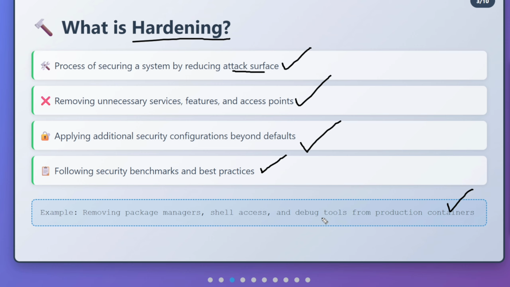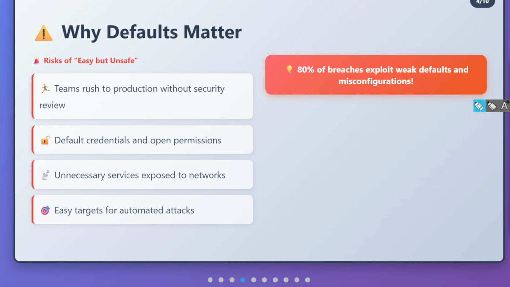container. To break out, obviously they need to use some features or tools in the container, right? So by removing these package managers, shell access, or debug tools, there is a very slim chance to break out. So that is the significance here. And moving further, we will be covering why defaults matter.